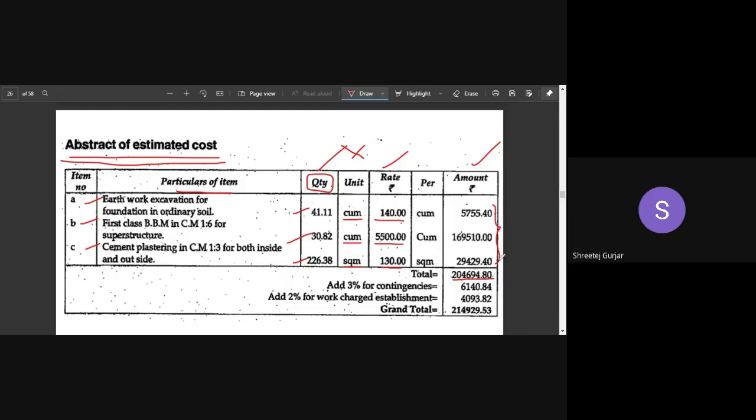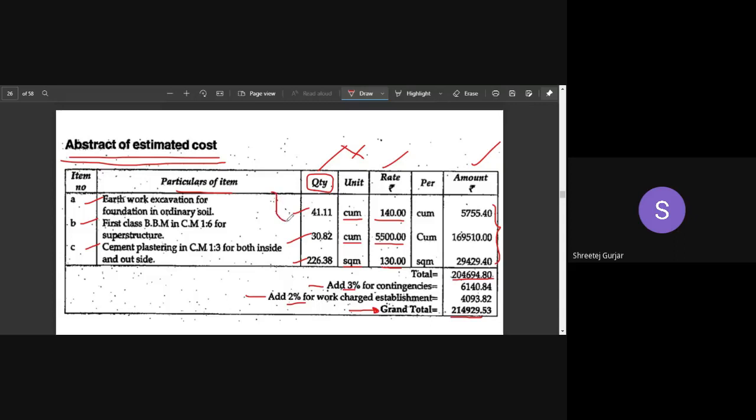To this 2,04,000, you add 3% as contingencies and 2% as work charge establishment. This is standard. After you add all of this, your grand total is the cost of these three works. It is 2,14,929 rupees. That is your grand total required for this item of work.